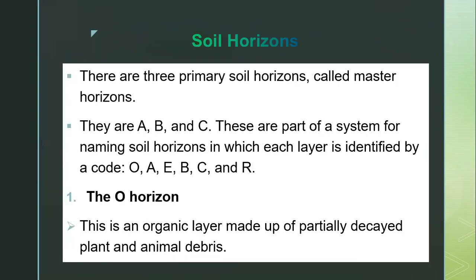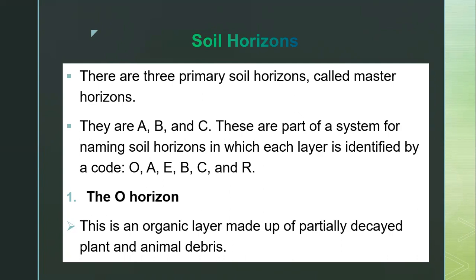Moving on, let's see the soil horizons, or typically the soil layers. Now, there are three primary soil horizons called the master horizons. These are A, B, and C. They are part of a system for naming soil horizons or layers in which each layer is identified by a code simply as O, A, E, B, C, and R. So these layers are arranged from the top, or from the surface, to the bedrock. According to this order, O is the first horizon or layer, then R will be the last one, that is the bedrock.